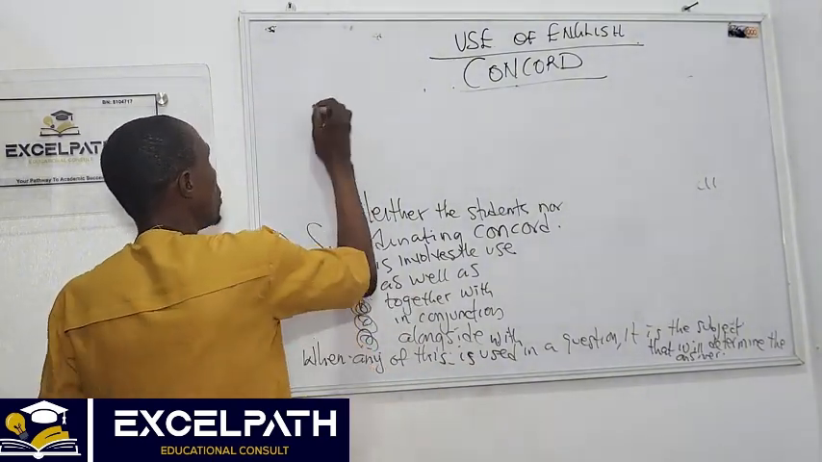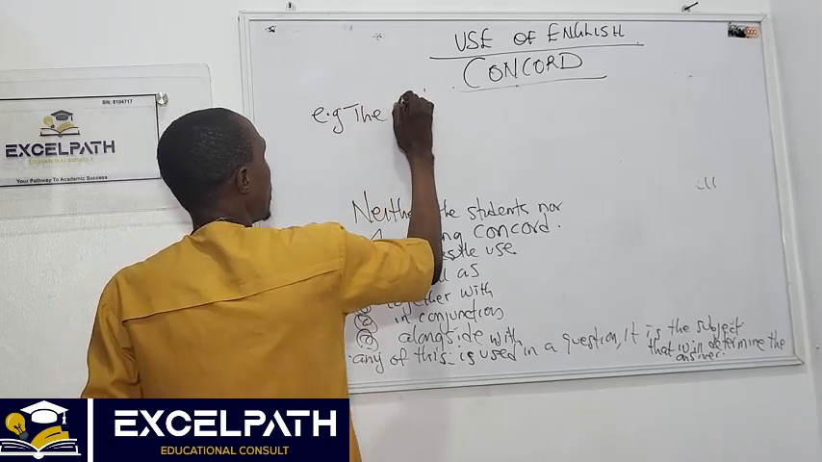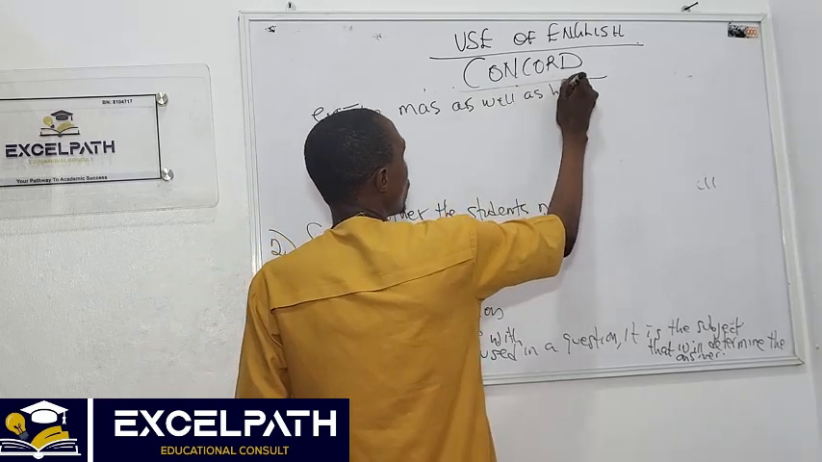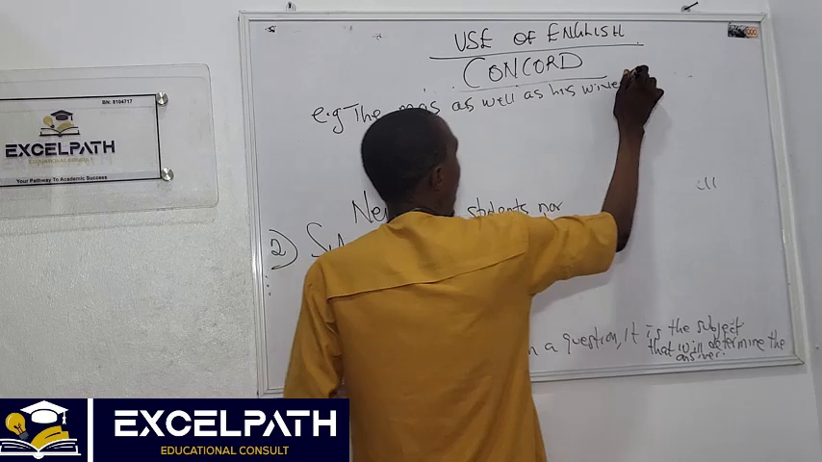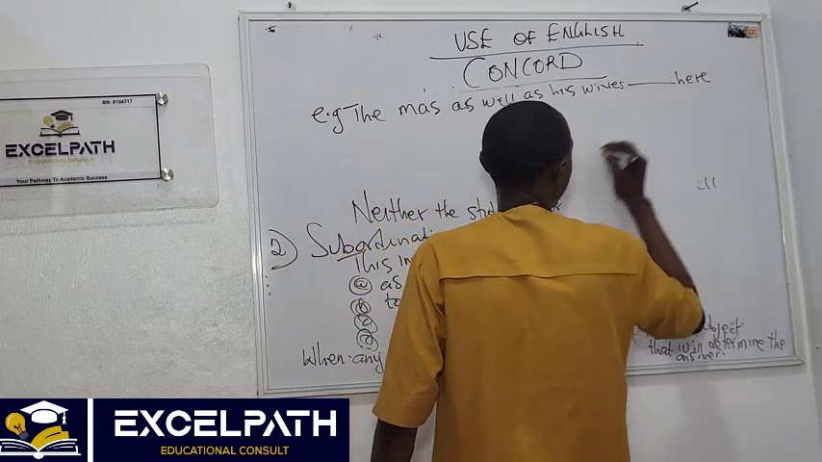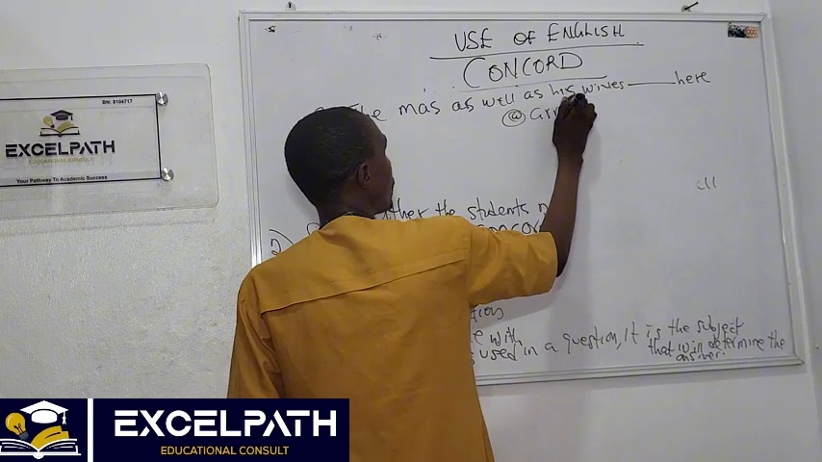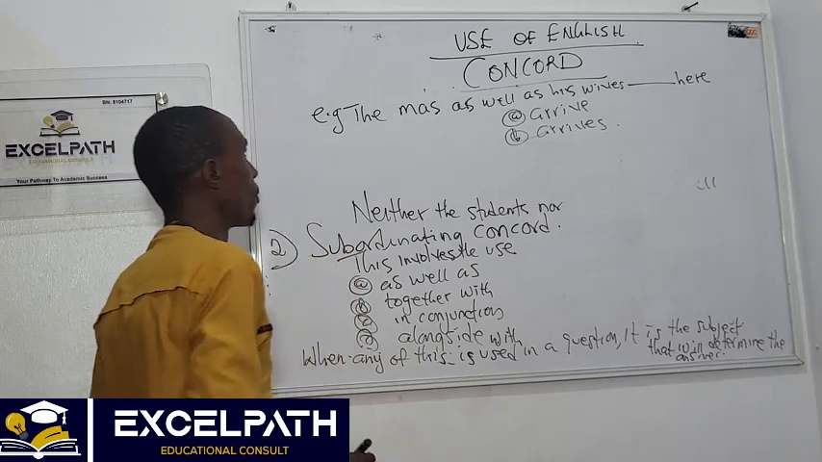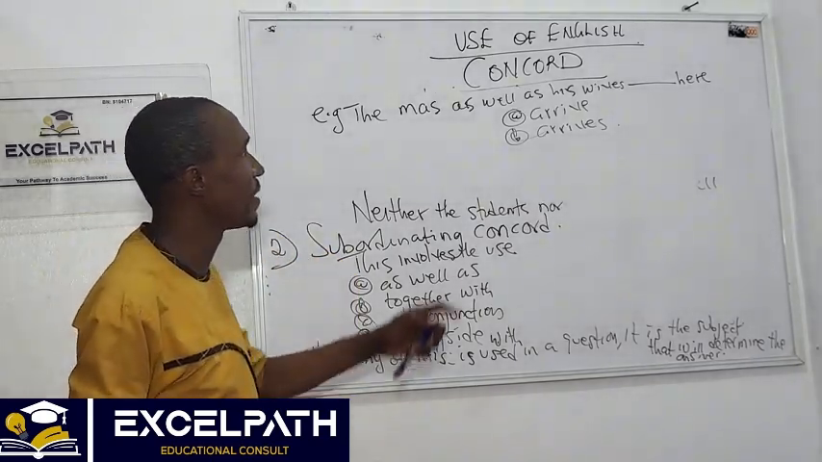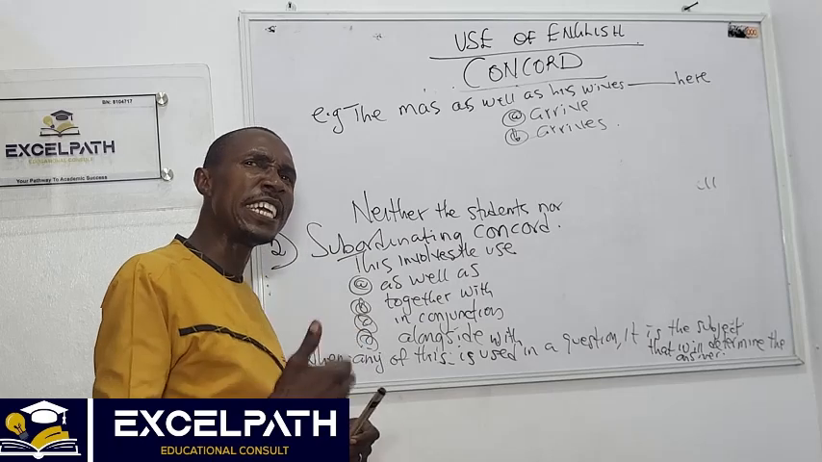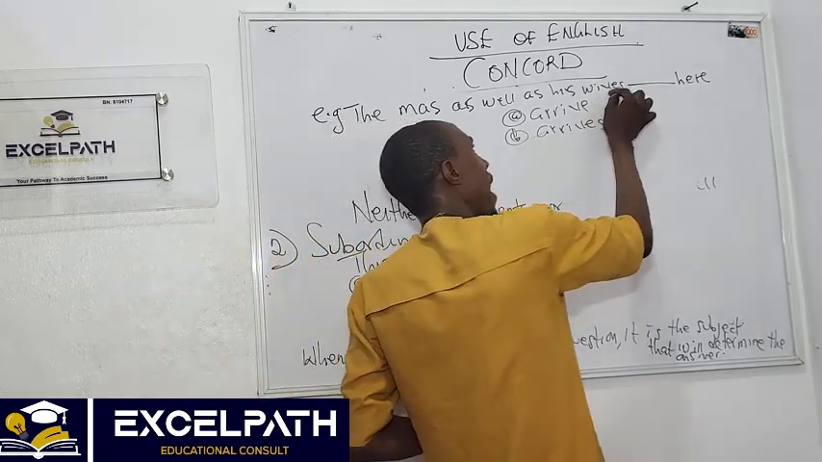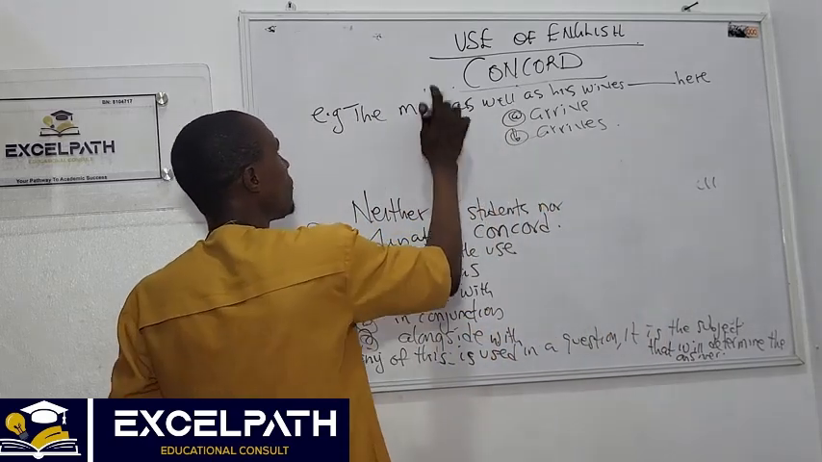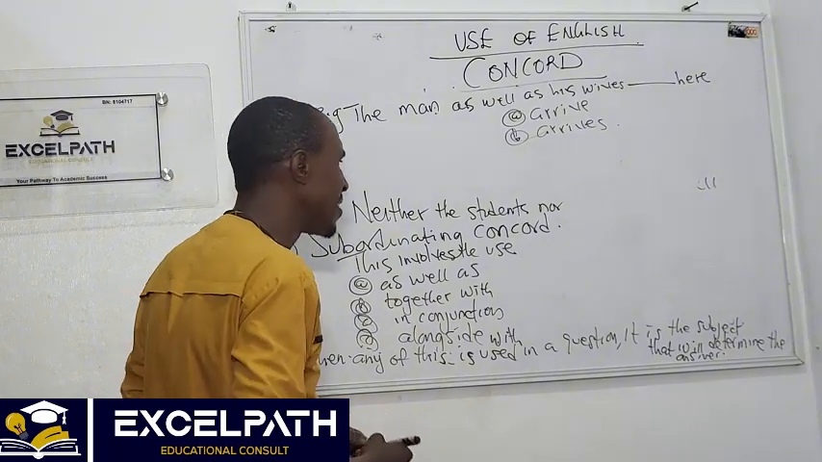Take for instance, look up, e.g. the man as well as his wife's dash here. A, B. Now look up. The man as well as his wife's dash here. If you're talking about either or neither, it is the wives that will determine your answer. But under this, it is the subject. It is the subject that will determine your answer.